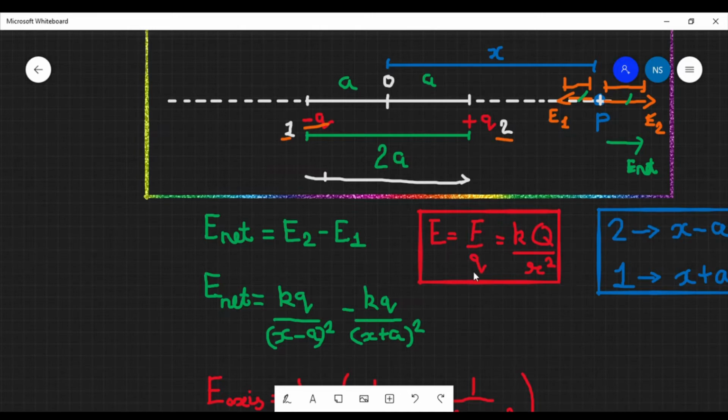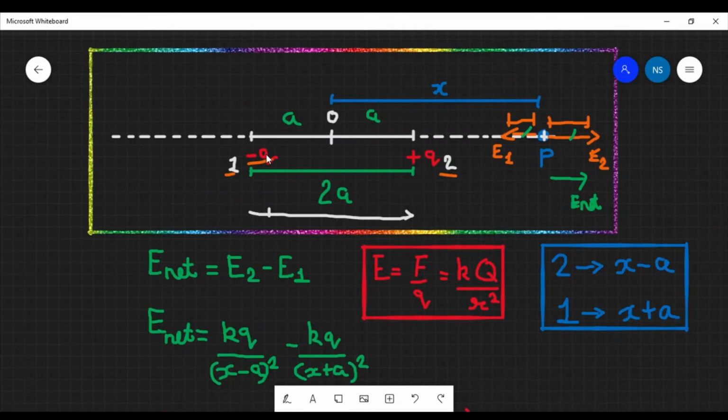Charge is the test charge over here, and then we get kQ by R square. This is the electric field intensity formula. So now we need to find the distance, that is R square, or R. We see that from the center O, the point P is x distance away, and from the center O, the charge Q is a distance away, and the charge minus Q is a distance away.